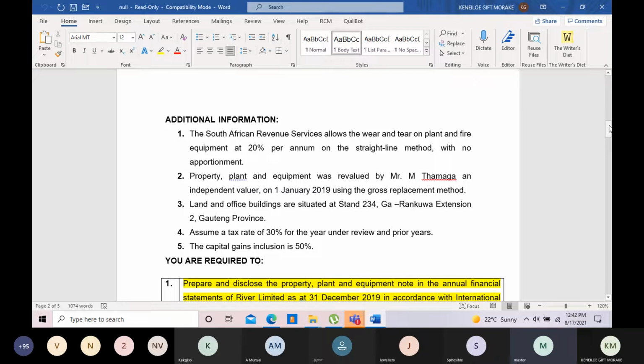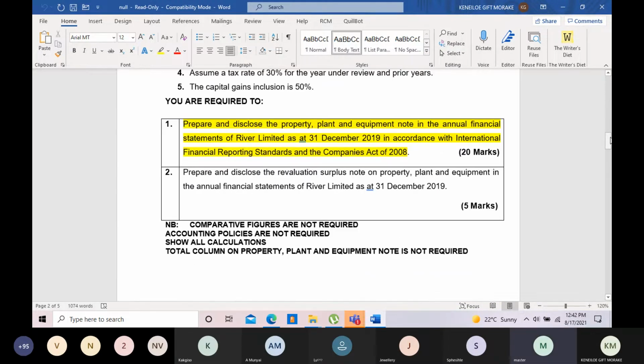Now we are done reading this information, but let me give you just a few tips about this accounting thing. The first thing that you must do is start by reading the requirements. What is required of you? You see that they said you are required to, number 1, prepare and disclose the PPE notes in the annual financial statement of River Limited as at 31st December 2019 in accordance with IFRS and the Companies Act 2008. All right. So now you are required to prepare this. Before you even read the scenarios there, you start by reading the requirements.